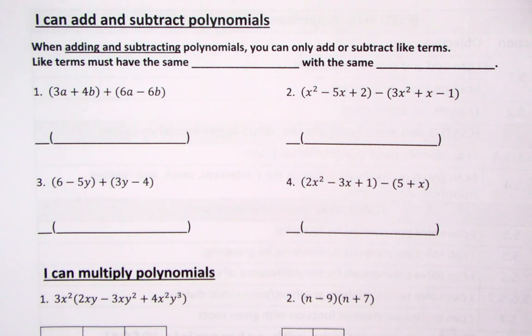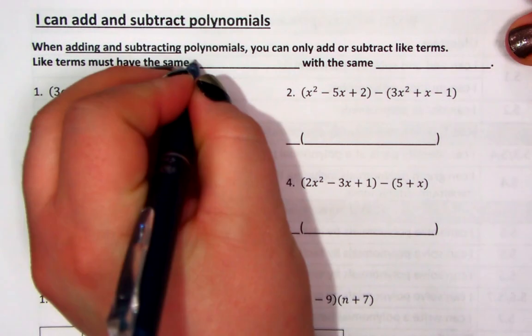Our first standard for Chapter 5 is performing operations with polynomials. So this video is going to focus on the first three operations: adding, subtracting, and multiplying the polynomials. Now, when you are adding and subtracting polynomials, you are only allowed to add and subtract like terms. Like terms have to have the same variables with the same exponents.